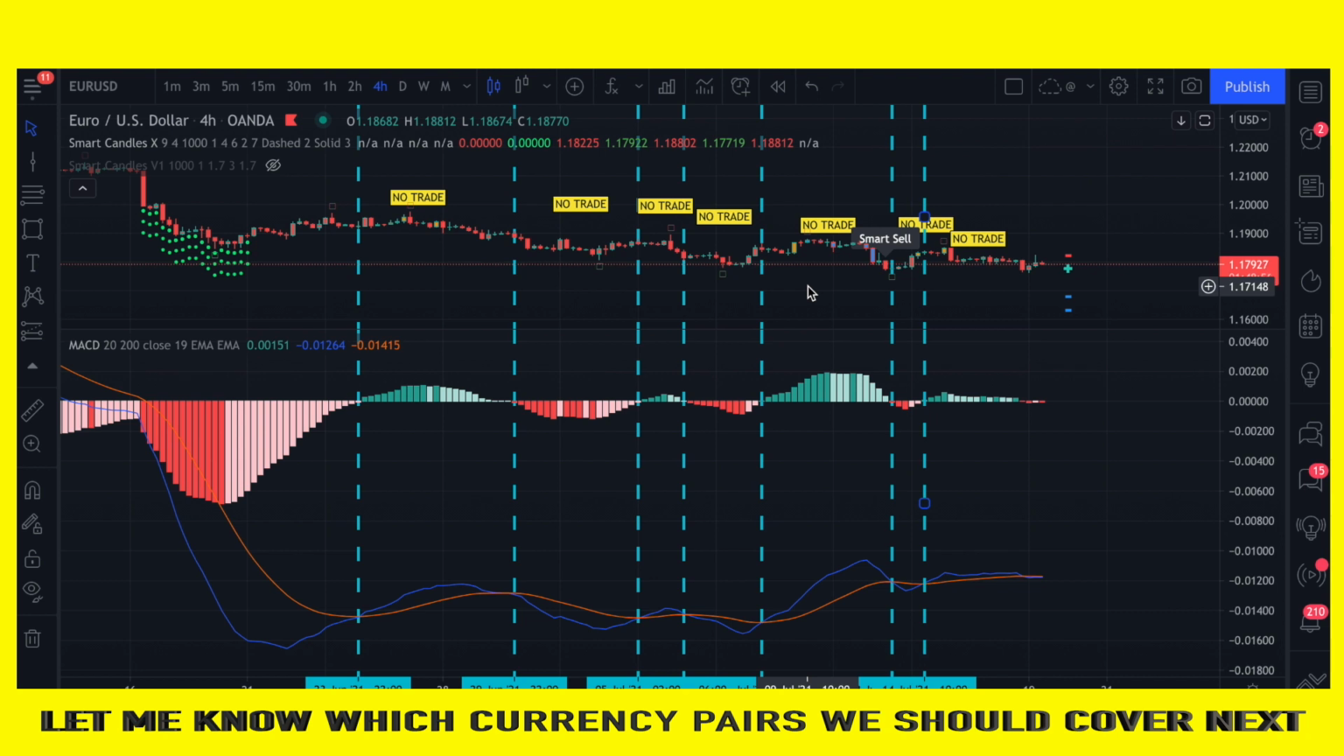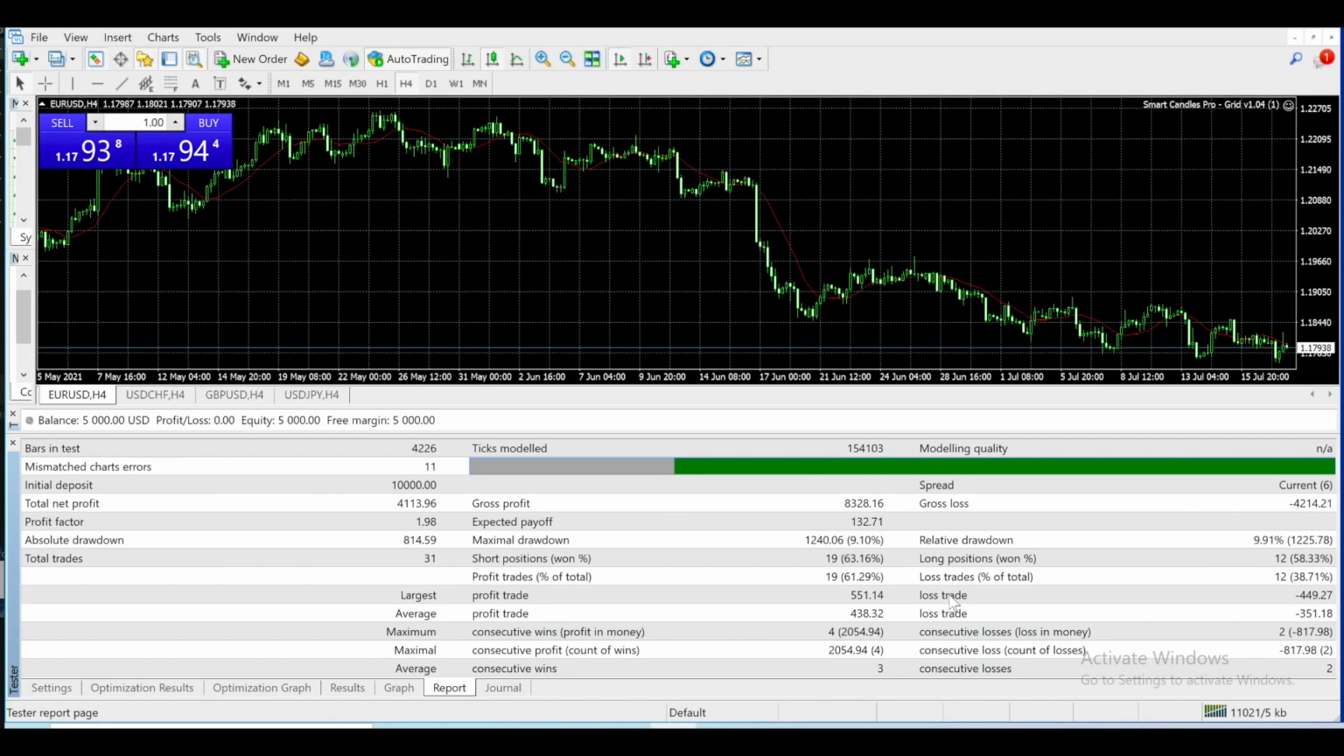Now let's go ahead and actually jump to the final statistics of this and see what the results were. Okay, so here are the final results on all of the trades that were long positions. We had a 63% win ratio. On the trades that were short positions, we had a 58% win ratio.